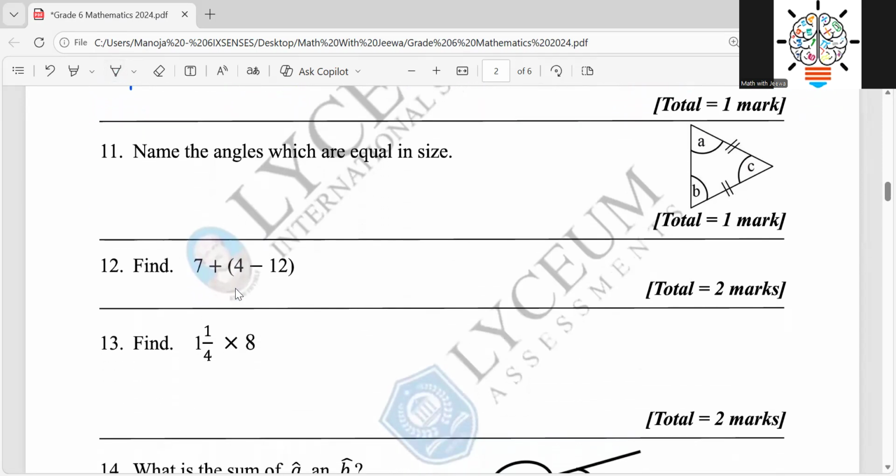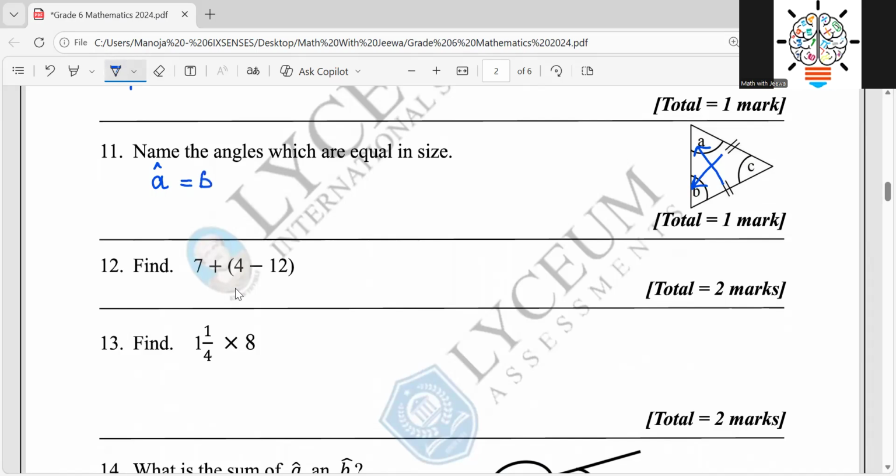Name the angles which are equal in size. Now, this is an isosceles triangle, children. How do you identify an isosceles triangle? In an equilateral triangle, all the 3 sides are equal. In an isosceles triangle, only 2 sides are equal. So that means the given triangle is an isosceles triangle. What are the equal angles? This is easy, you just draw the arrows like this. So these are the opposite angles. That means angle A is equal to angle B.